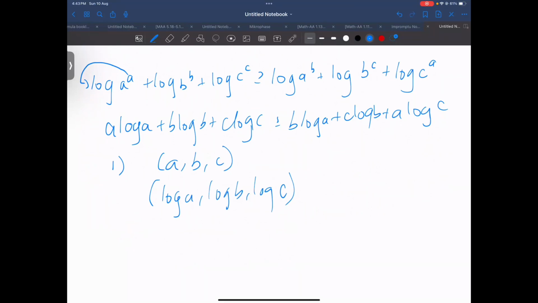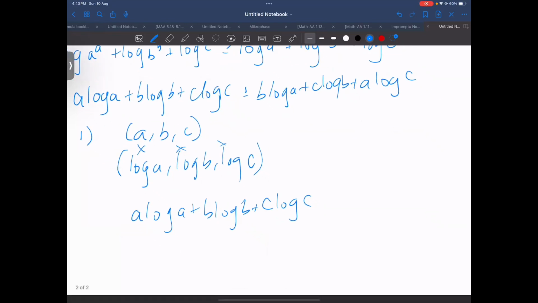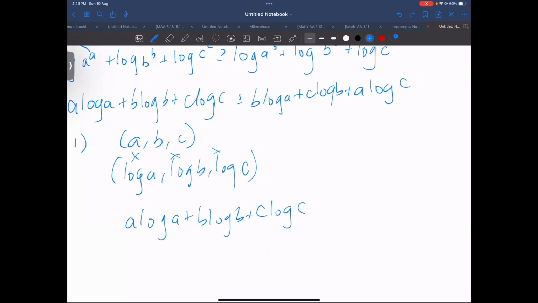Well, we get our maximal permutation when you just multiply these in the same order, right? So that would give you A log A plus B log B plus C log C. And that will be our maximal one.